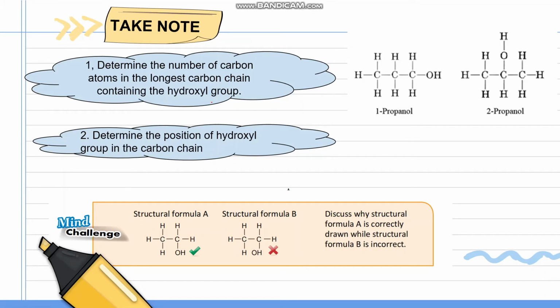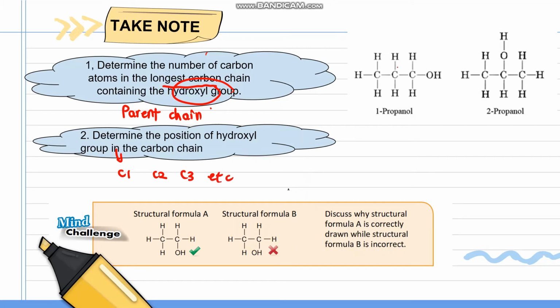First of all, you need to determine the number of carbon atoms in the longest carbon chain that contains the hydroxyl group. In other words, you need to find the parent chain that has the largest number of carbon atoms. The second step is to determine the position of the hydroxyl group, whether the hydroxyl group is located at carbon number 1, carbon number 2, or carbon number 3, and so on.